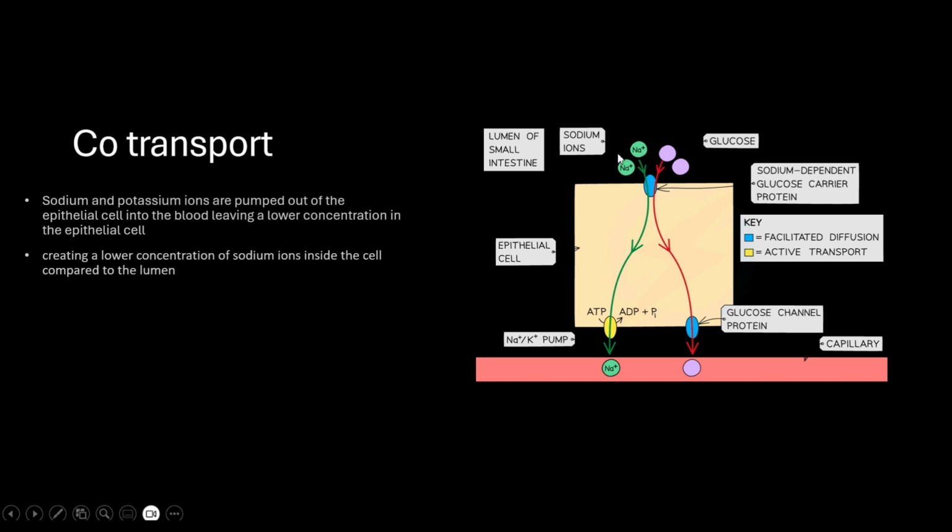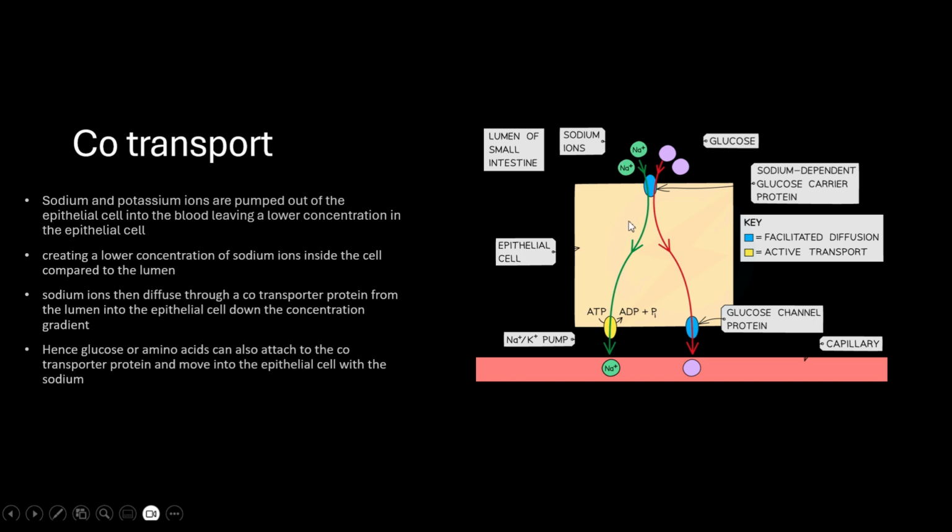So therefore, sodium is going to move from the lumen into the epithelial cell. So sodium ions then diffuse through the co-transporter protein from the lumen into the epithelial cell down the concentration gradient. Hence, glucose or amino acids also attach to the transporter protein and move into the epithelial cell with the sodium.